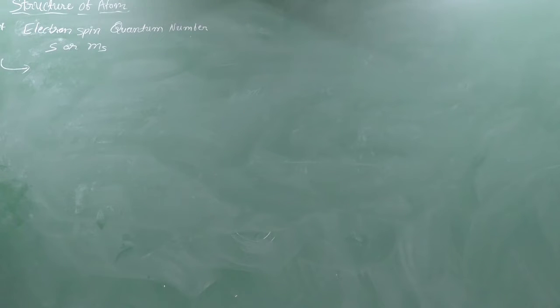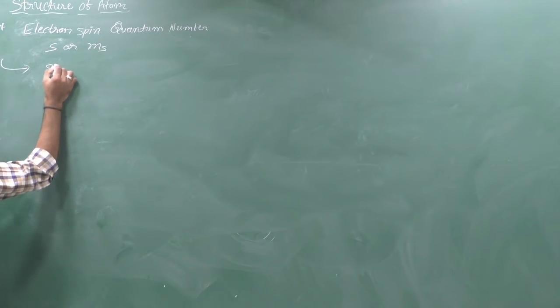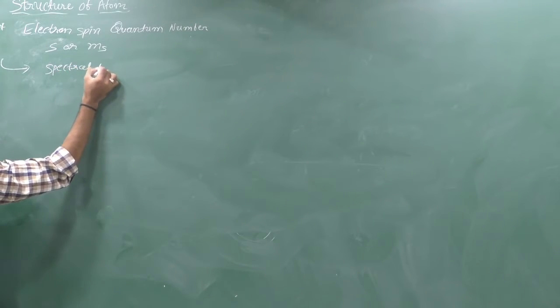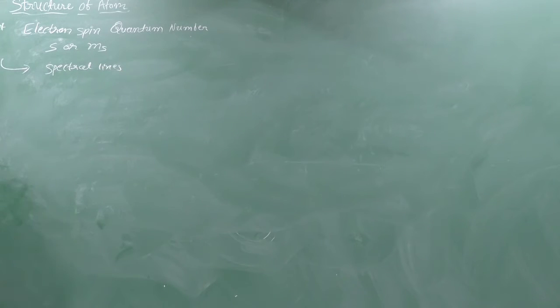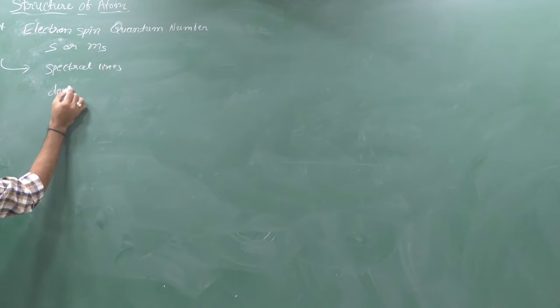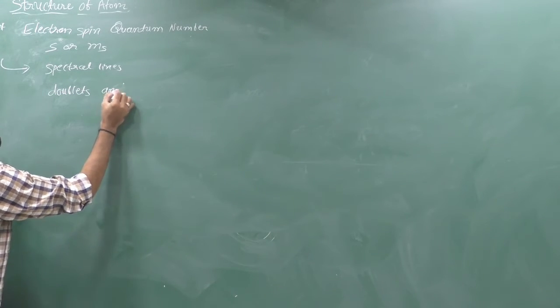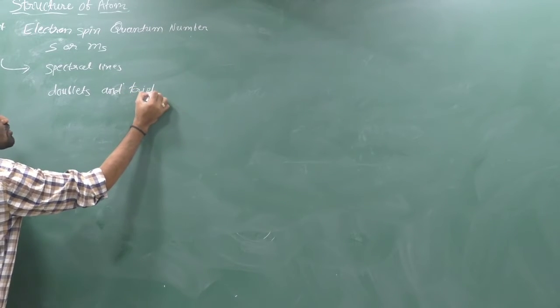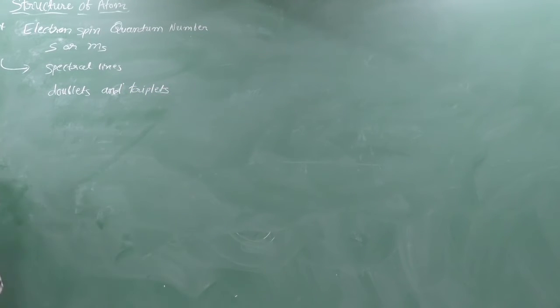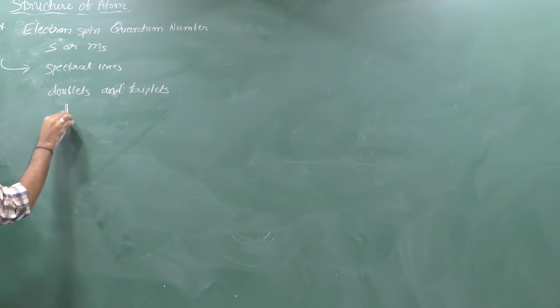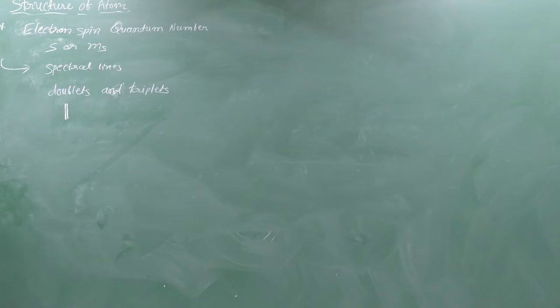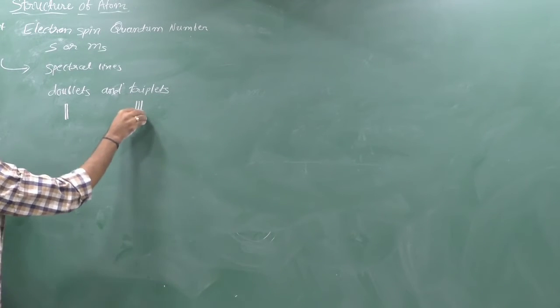And why is the requirement of these quantum numbers there? Because if you evaluate the spectral lines, some spectral data contains doublets and triplets. A doublet means two lines are obtained very closely. A triplet means three lines are obtained very closely.